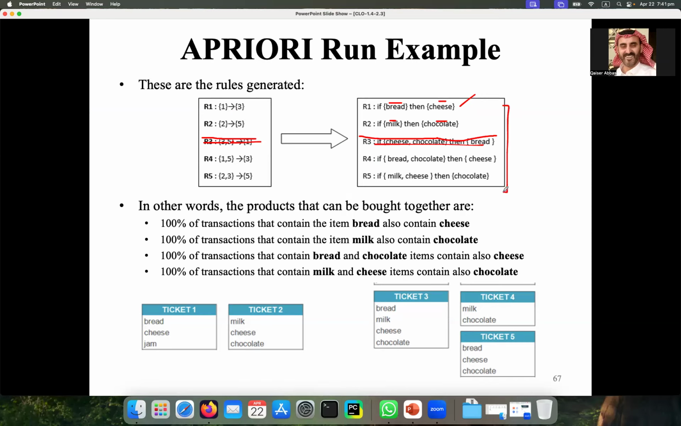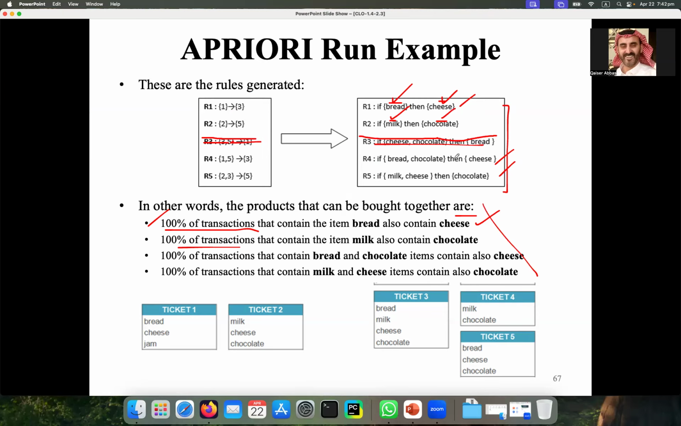Now you have this data from your sales data, which is the rule with the 100% confidence that you should consider for your business. And how can you read them in percentages? I can say 100% of the transactions that contain bread will contain cheese. 100% of the transactions that contain milk will contain chocolate. So this is the reading for all of these 4 rules.